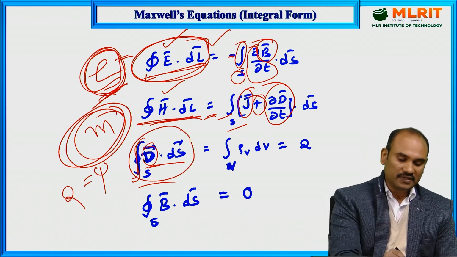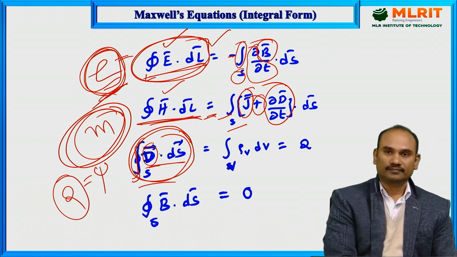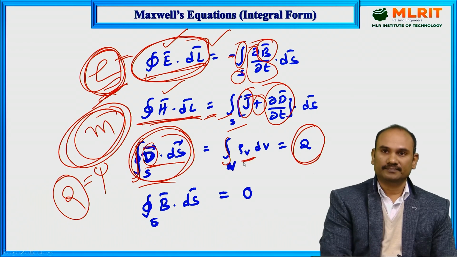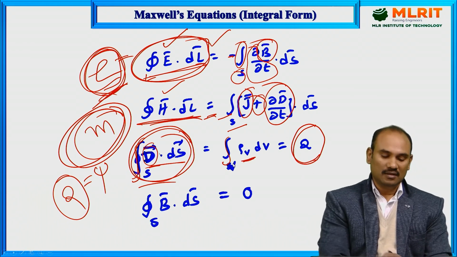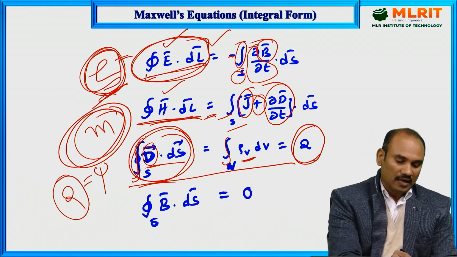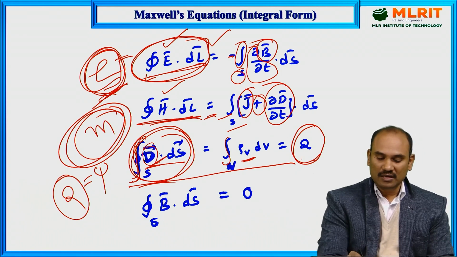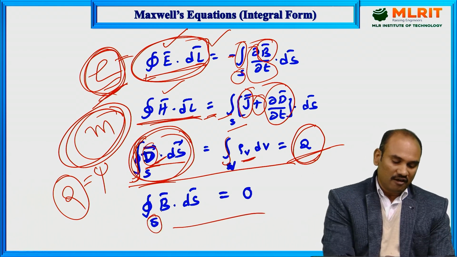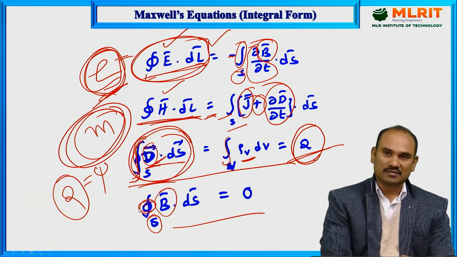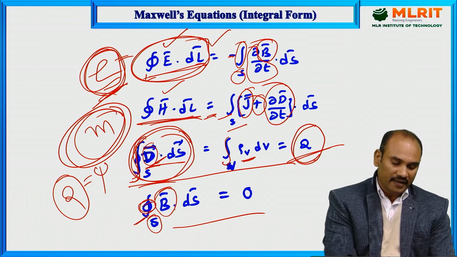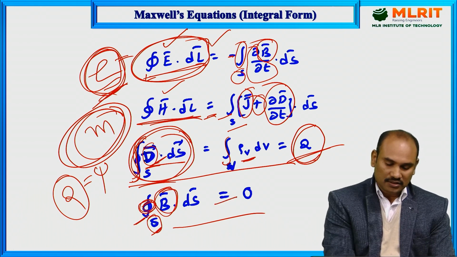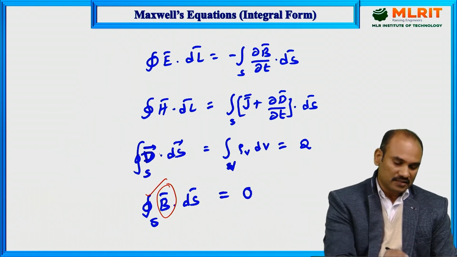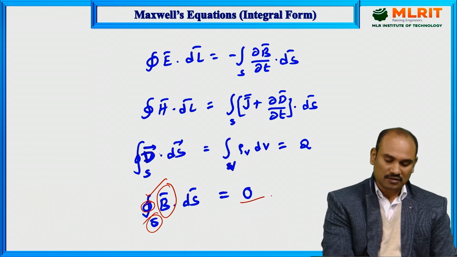Now what does this represent? This represents Q. And how can you write Q? Charge is there in the volume, so Q is written as the integral of charge density. So what statement can you make from this? The integral of the electric flux density is equal to the electric charge. Fourth one, the integral of magnetic flux density over a closed surface does not exist, for the reason we have discussed earlier.